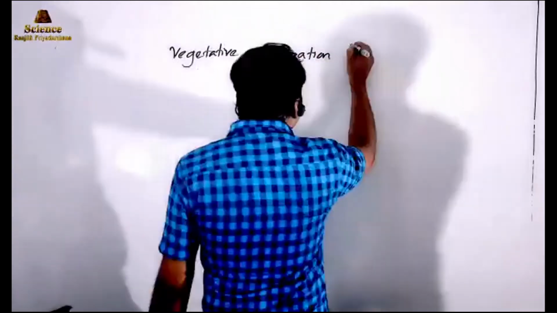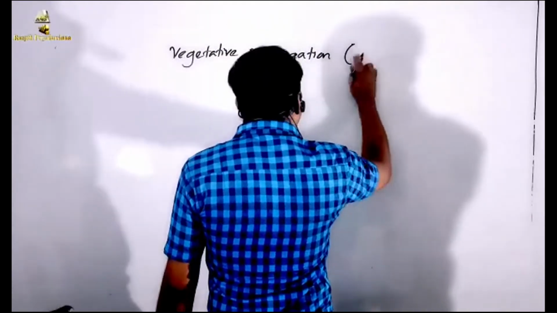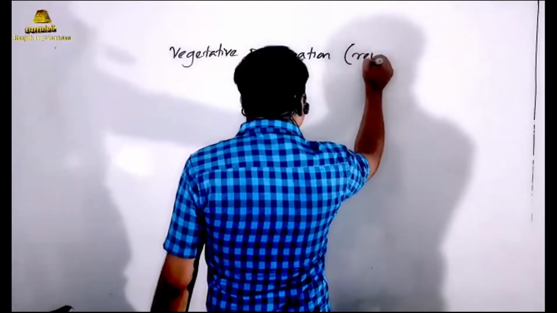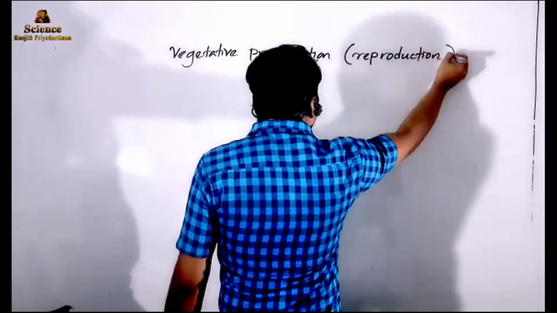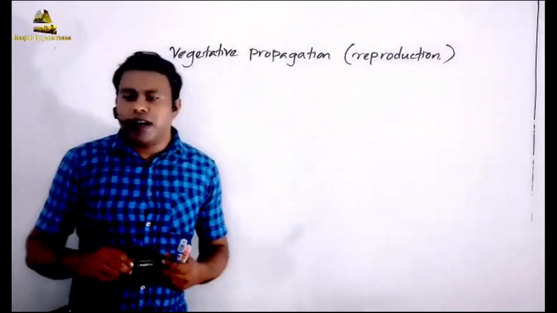Vegetative propagation or vegetative reproduction? So that's propagation, reproduction. What does it mean by the reproduction?